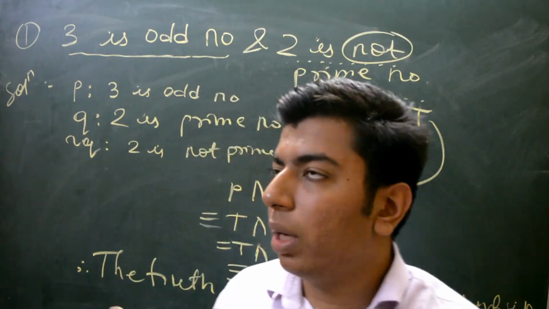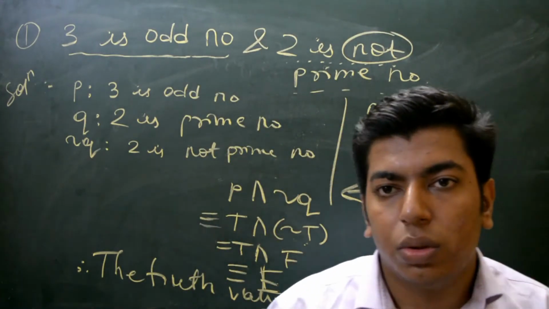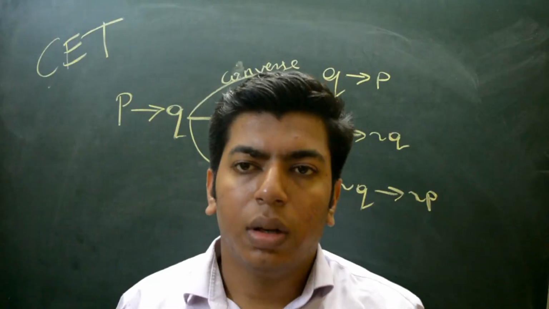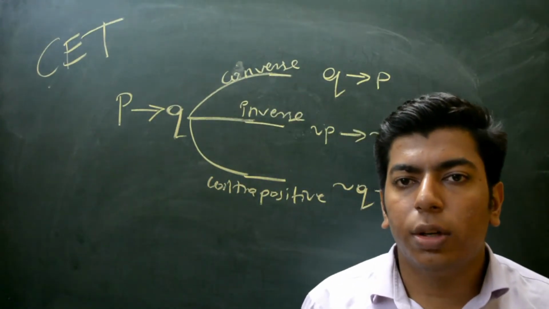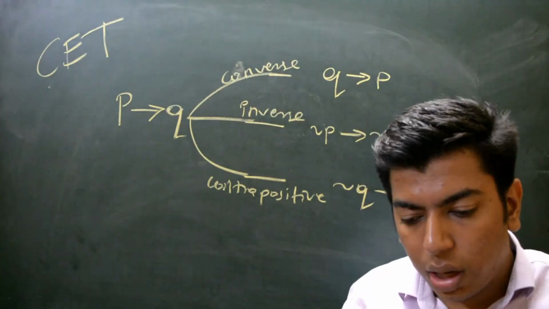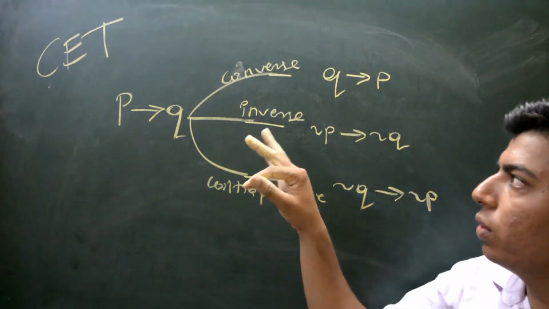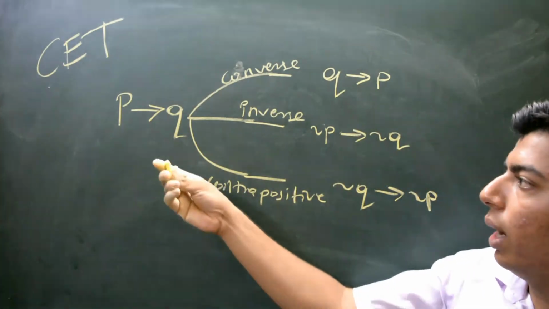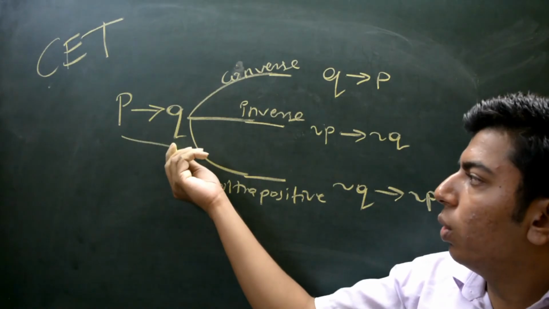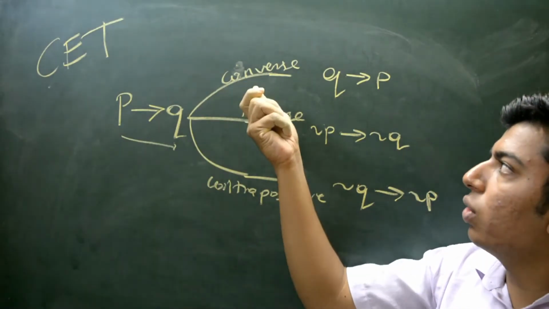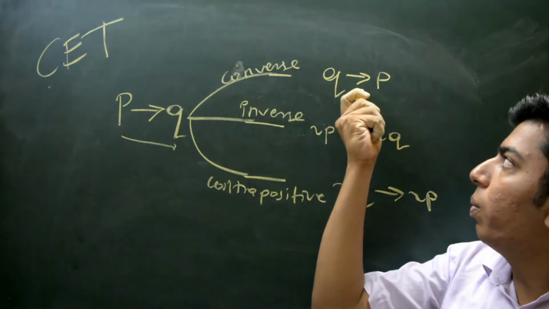This kind of example is also there, so try to solve this. Now there is a note which you have to write down. According to CET, you have to keep this in mind that P implies Q, and the converse of it is Q implies P.